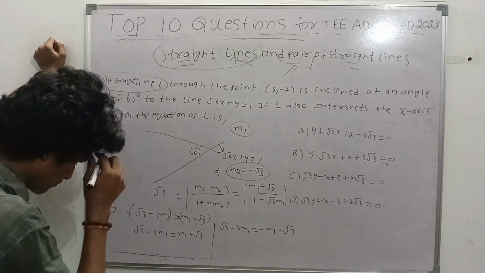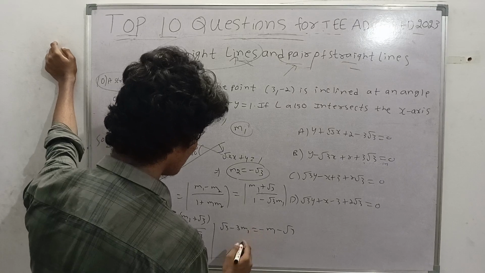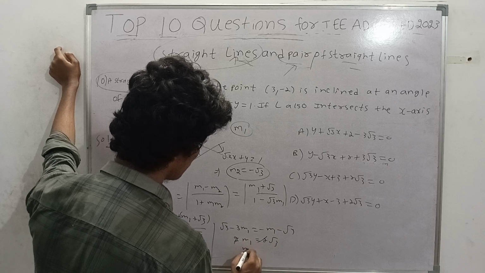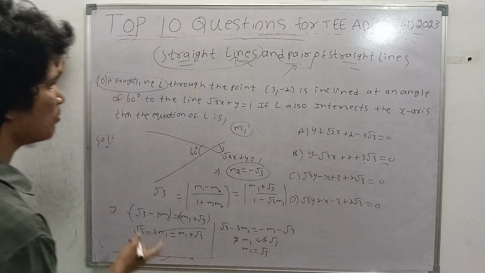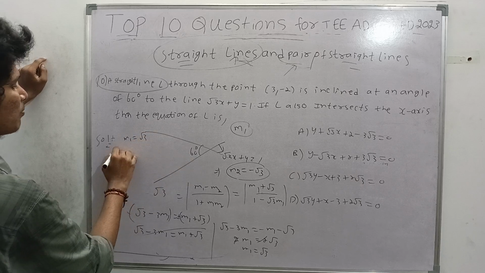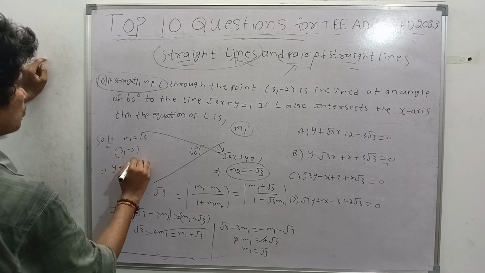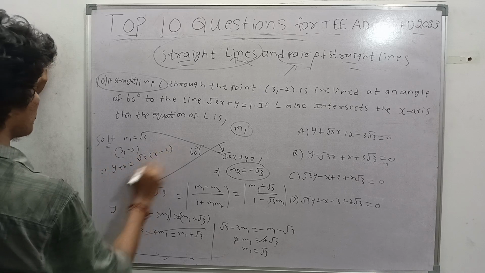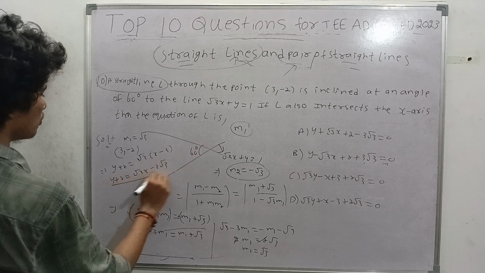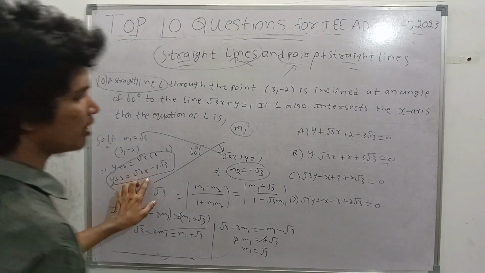If it is this way, this is 0. But if you see it in this way, it will be 2m1 equal to 2 root 3. So m1 equal to root 3. You already know the slope is root 3, and the passing point is (3, -2). So what is the equation of the straight line? y plus 2 equal to root 3 into (x minus 3). So y plus 2 equal to root 3x minus 3 root 3.